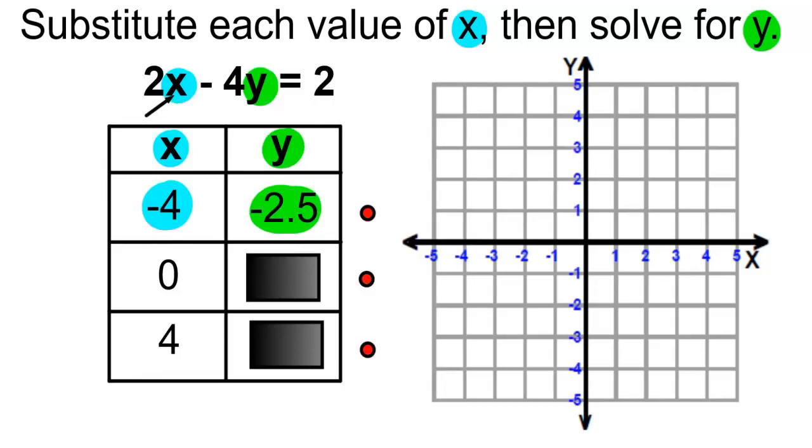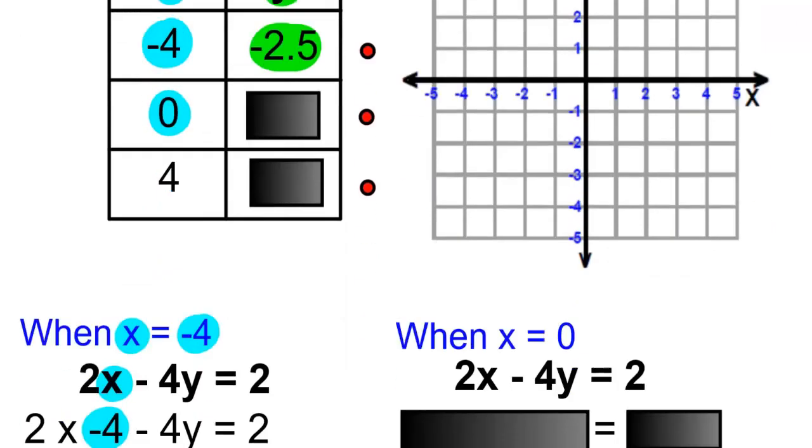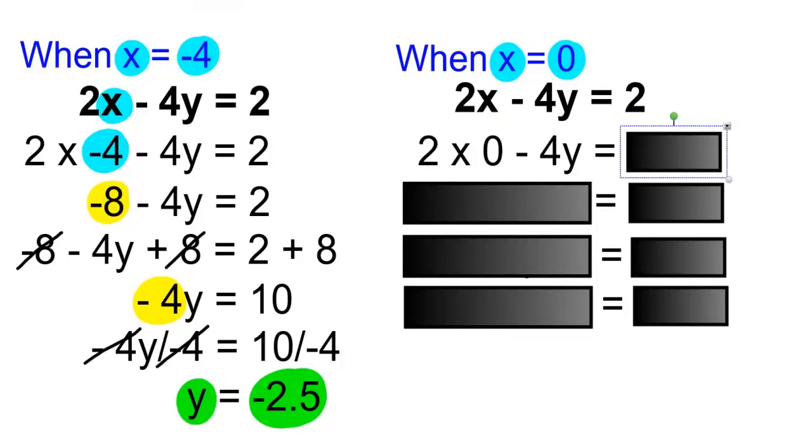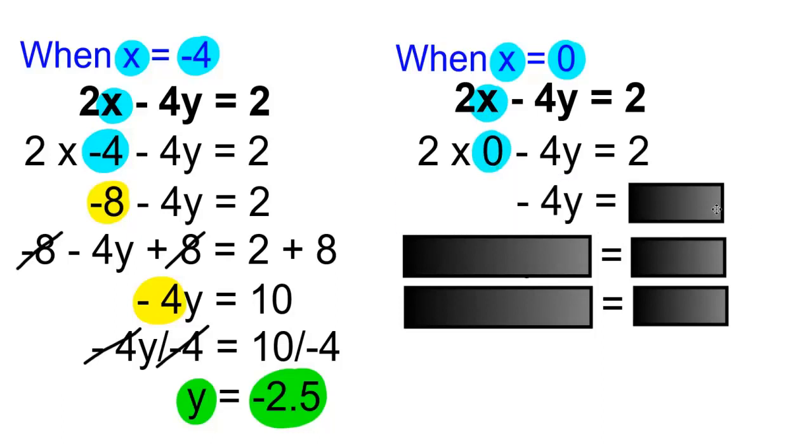We'll now substitute 0 for the x and solve for y again. When x is equal to 0, replace the x with 0 in the equation and solve for y. 2 times 0 minus 4y equals 2. 2 times 0 is 0, leaving us with negative 4y equals 2.